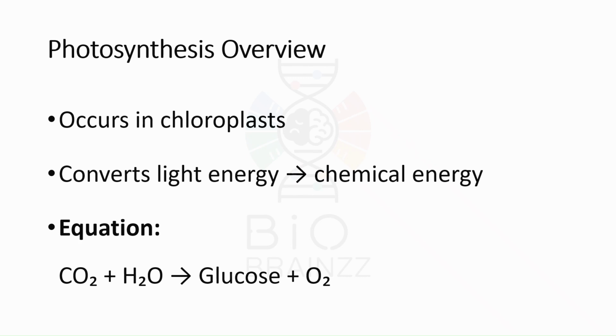Photosynthesis involves conversion of light energy into chemical energy in the form of glucose. The overall equation shows carbon dioxide and water forming glucose and oxygen. This process is divided into different stages, which we will study in the next slide. Understanding the overall concept first is important before going into detailed steps. Questions are often based on the equation and location of the processes.